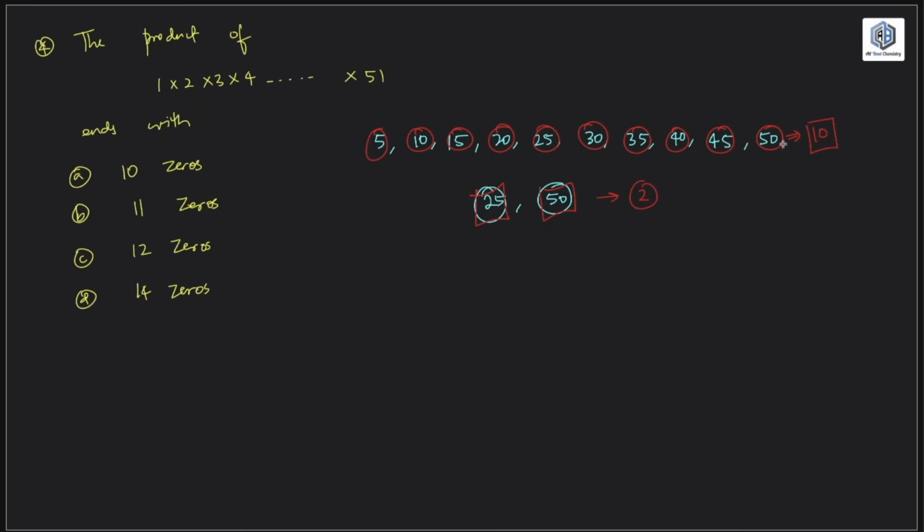So from these 10 factors we will get 10 zeros, and from these additional ones you will get 2 more zeros. So in total you should have 12 zeros. It should end with 12 zeros.